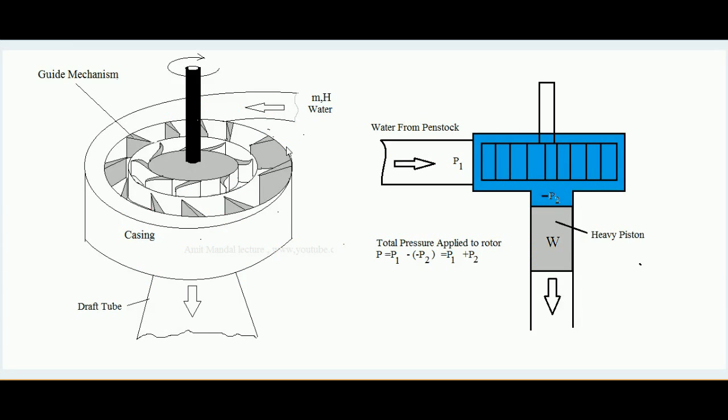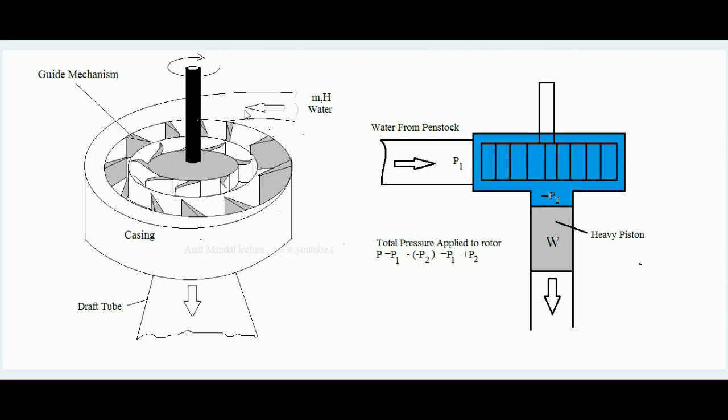Hello students, today we will learn what a draft tube is, what its purpose is, and what draft tube efficiency is. I am talking about the draft tube which is generally implanted over the exit of a Francis or Kaplan turbine, which are the two types of hydraulic turbines.